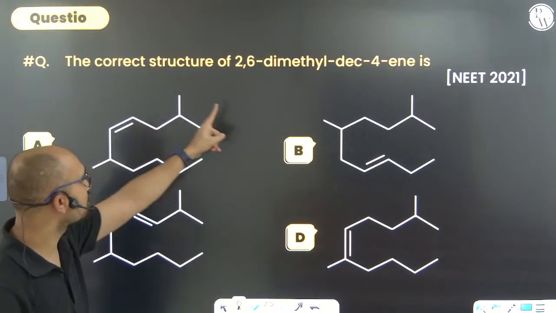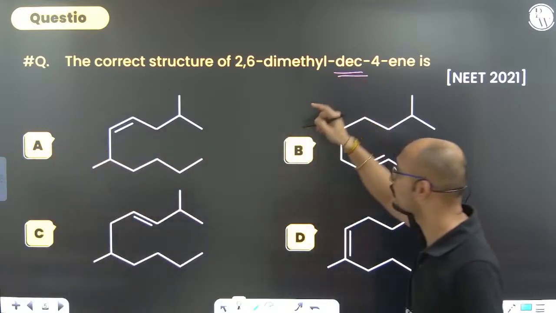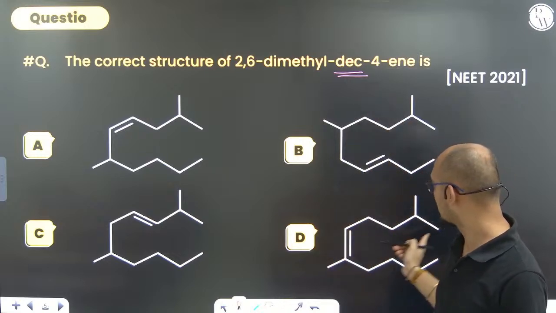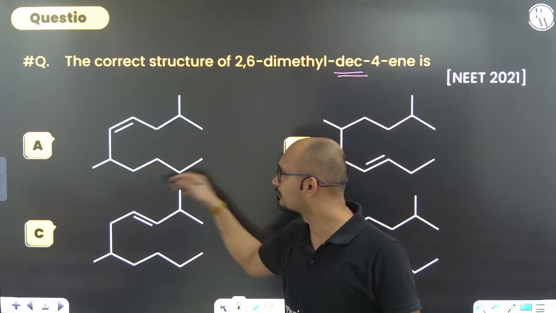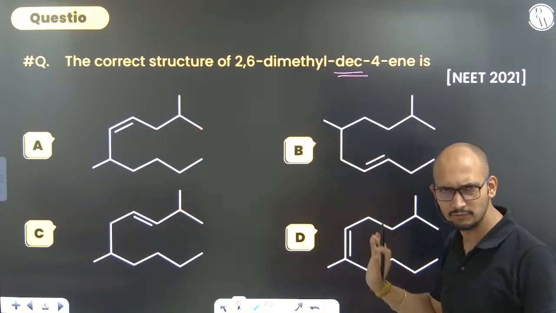Now the correct structure of 2,6-dimethyl dec-4-ene. Can you see how many carbons are there in the longest carbon chain? It's 10. If you see the longest carbon chain, all of them are going 1, 2, 3, 4, 5, 6, 7, 8, 9, 10. So all of them are 10. Yes, no issues. It's okay.